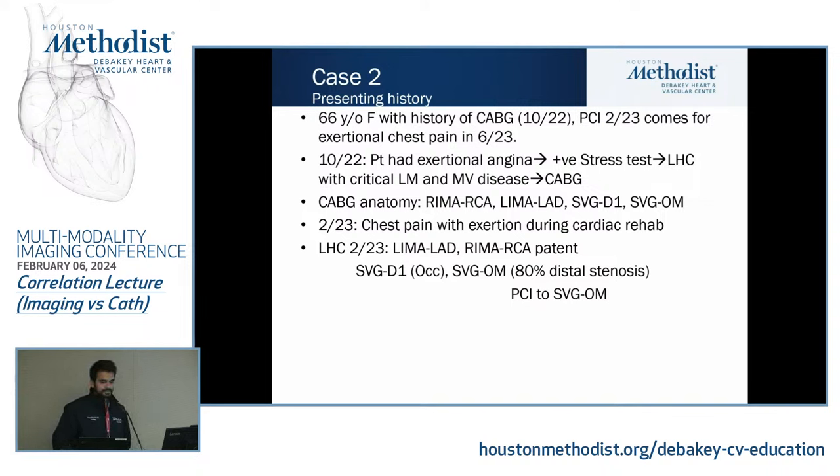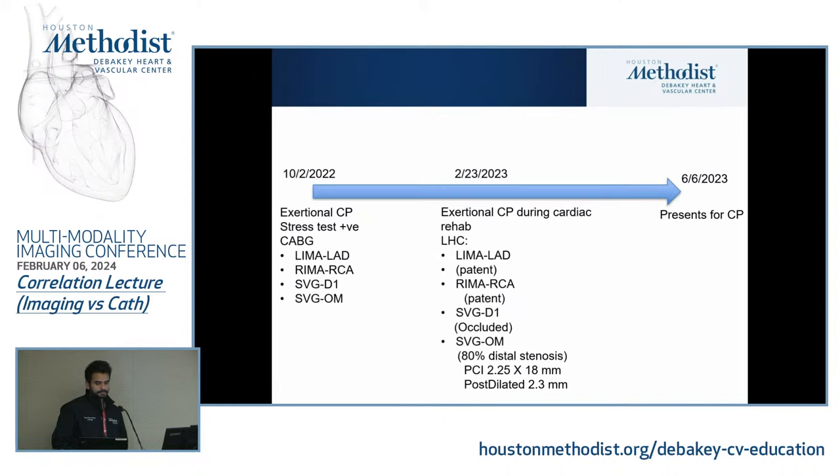So second case, 66-year-old female with a history of CABG in October. I'm just going to go over it this way in the interest of time. She has exertional chest pain. She has a stress test in an outside hospital, which is positive. They find her to have critical left main disease. They do LIMA LAD, RIMA RCA, SVG D1, SVG OM.